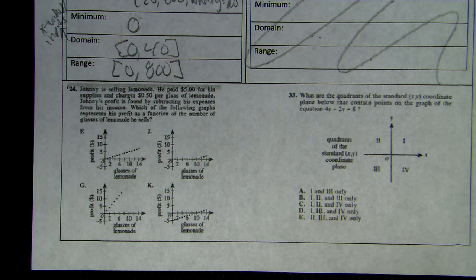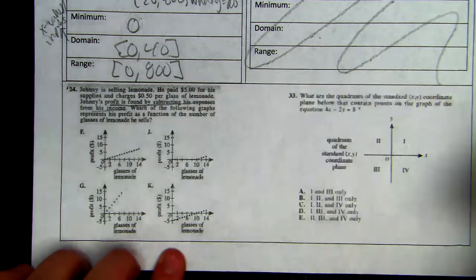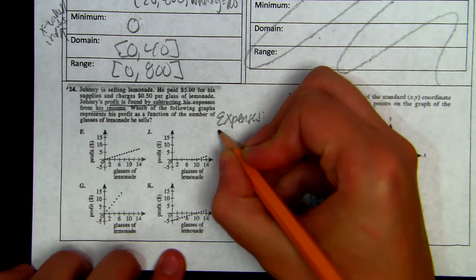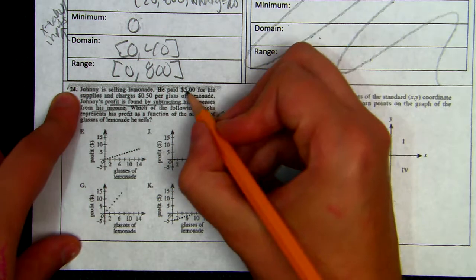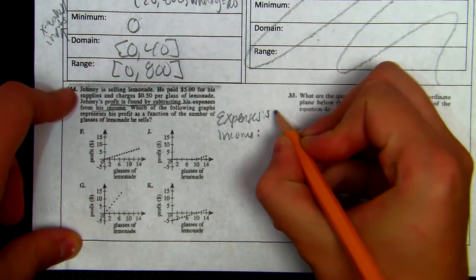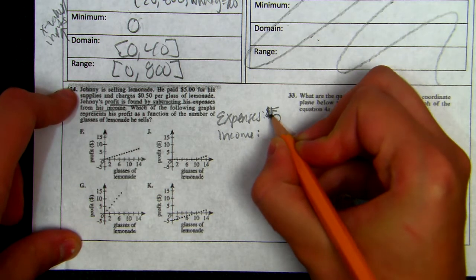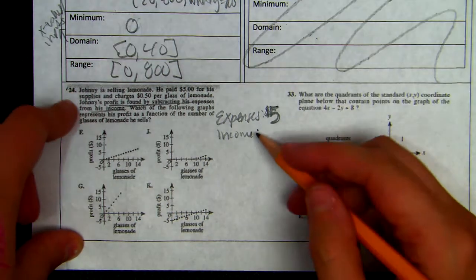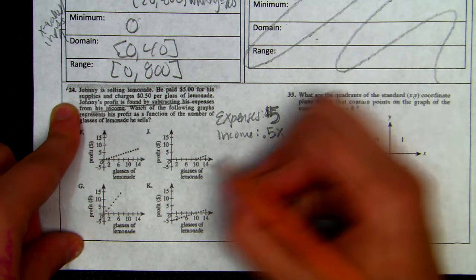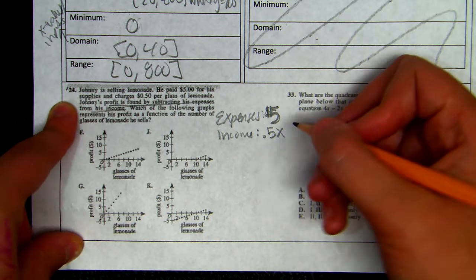This is actually a tougher question than I think it looks like upon initial read. It took me a little bit to figure out what it meant. So what I'm going to do is, it tells us here that profit is found by subtracting his expenses from his income. So I'm going to find his expenses and his income. So his expenses is what he paid up front, right? So he paid $5 for his supplies. So his expenses in this case are $5. Lucky guy that the expenses are just one flat fee. Income is going to be 0.5 times x, which is our glasses of lemonade. So he charges 50 cents per glass of lemonade.